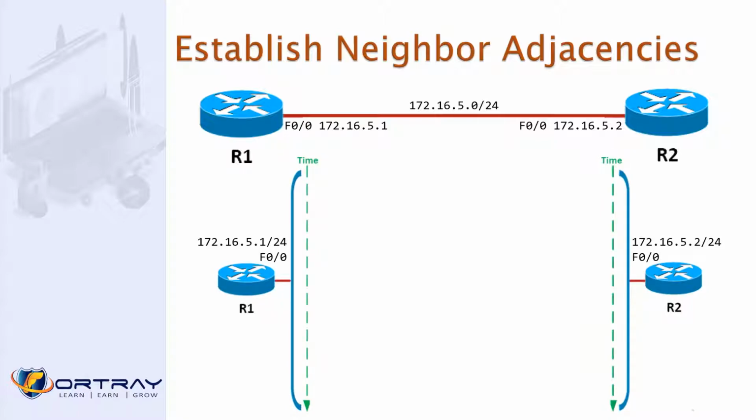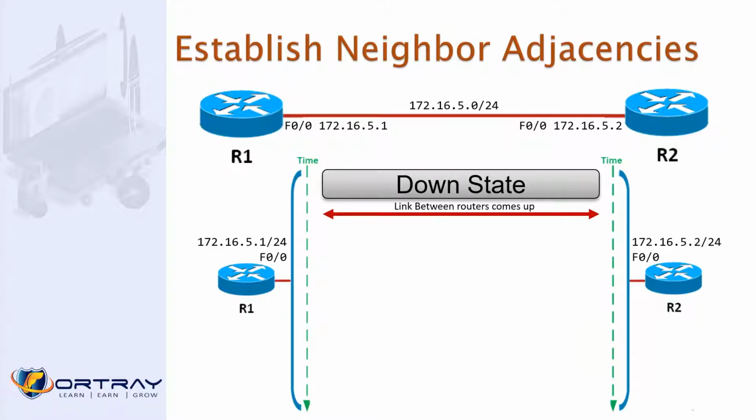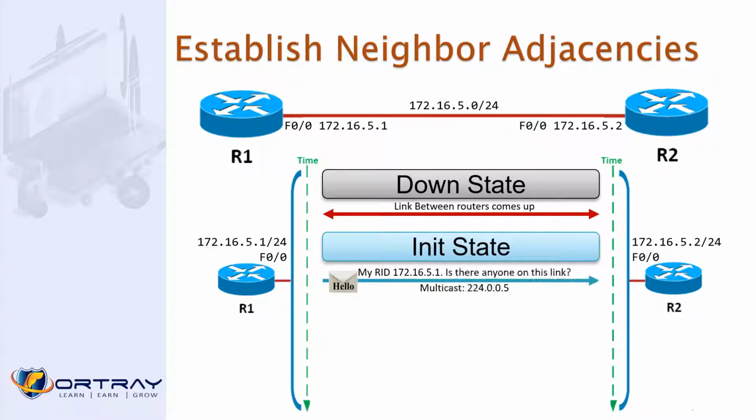When two neighbors come up on the same network, they advertise to each other. The first state is the down state, when the link between routers comes up. Then there is the init state, where they advertise each other: this is my router ID, is there anyone on the link? It is multicast to 224.0.0.5. This is the hello message we are sending.